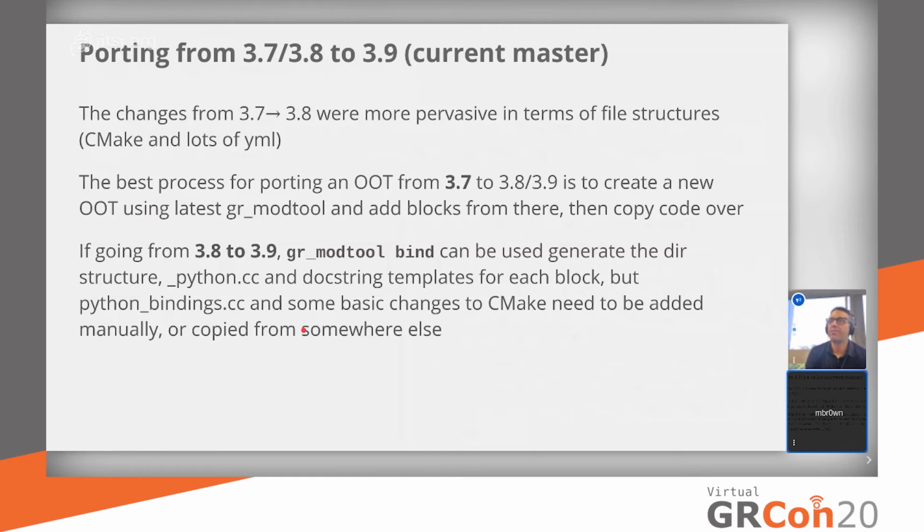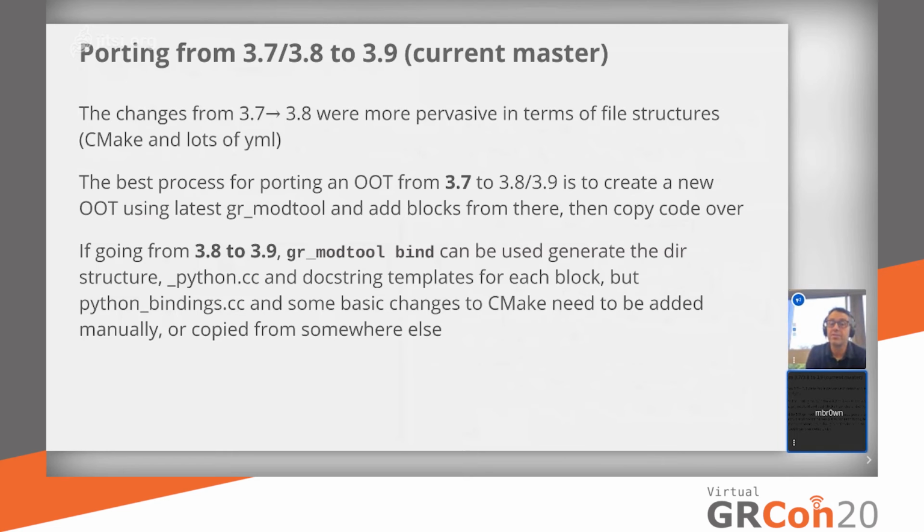So now you have a working out-of-tree module in 3.7 or 3.8. So how do you get to 3.9? Well, it's not bad. Actually getting from 3.8 to 3.9 is easier than getting from 3.7 to 3.8. There were some very pervasive changes from 3.7 to 3.8, and the easiest way to get from 3.7 to 3.8 is to just generate a new out-of-tree module in 3.8 and work from there and copy your code in.